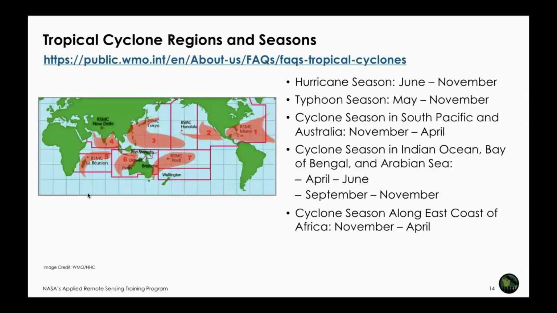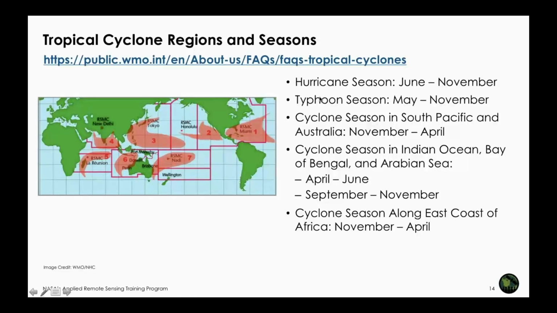They form mostly in the tropics, and that is shown here. As you see here, this is from the World Meteorological Organization. The red regions are the regions where tropical storms form. And the seasons vary with which region you're in.